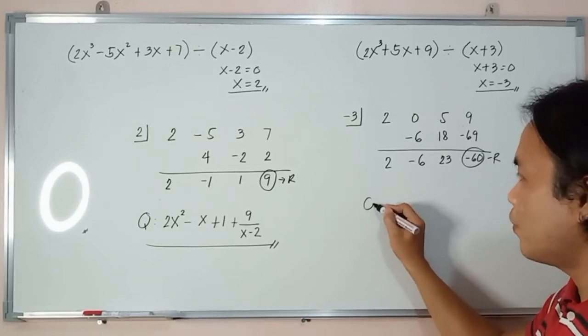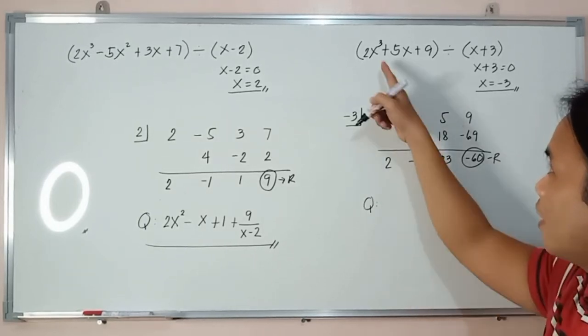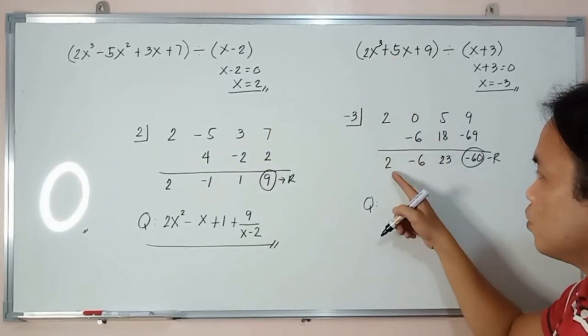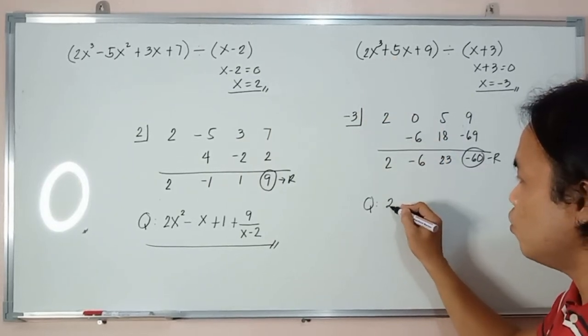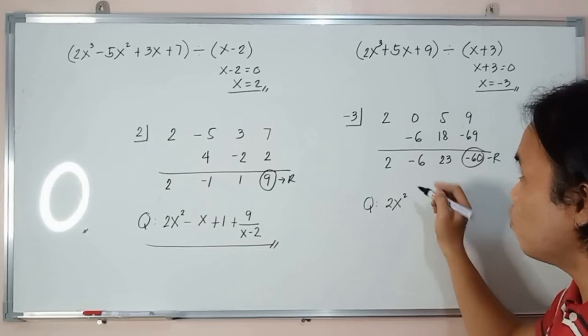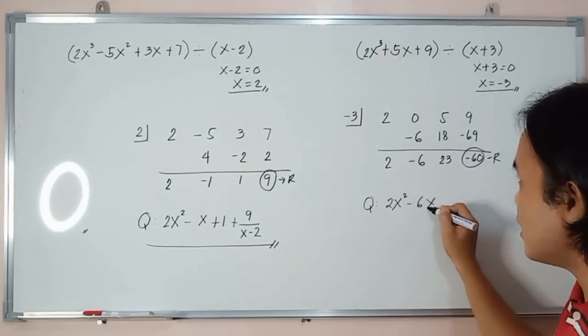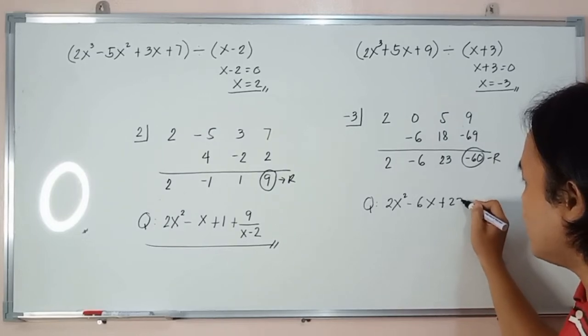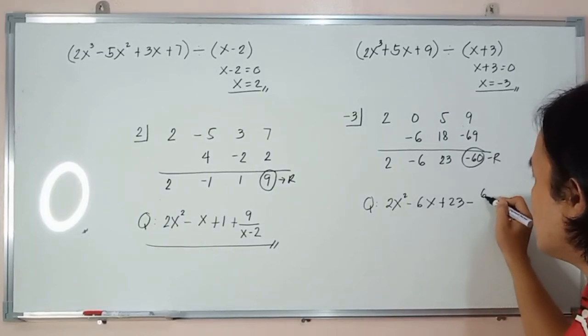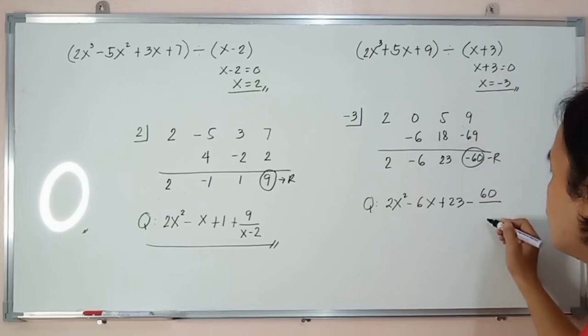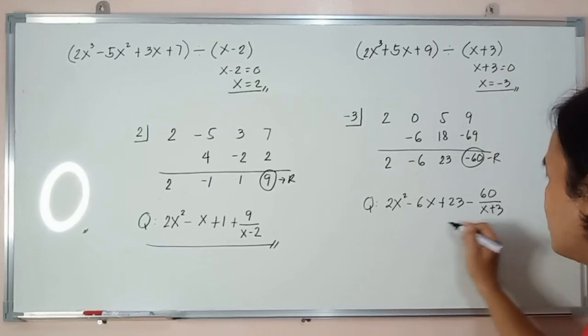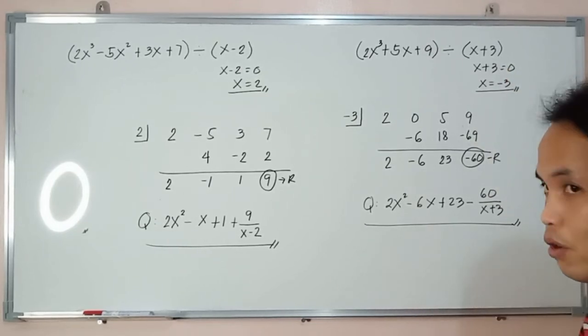So how do we write our quotient? So again, we have 2x cubed. So we have 2 here. We write 2x squared. We subtract 1. Then we have minus 6x plus 23 minus 60 over the divisor, that is x plus 3. So this is now our quotient.